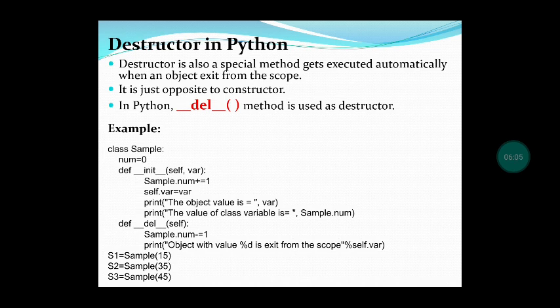Let us see the example for the destructor. The same example which has been given. Previously, only the constructor was there. Now, we added the destructor. So, the same 3 objects have been created here. See the destructor. First __init__ is there, that is the constructor. Next __del__, that is the destructor.